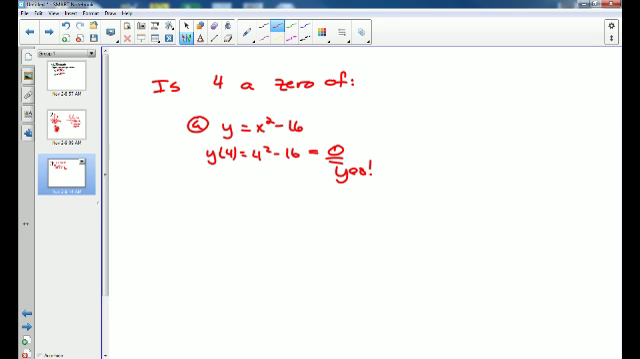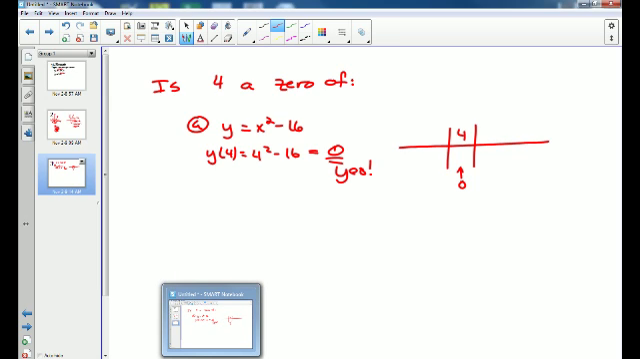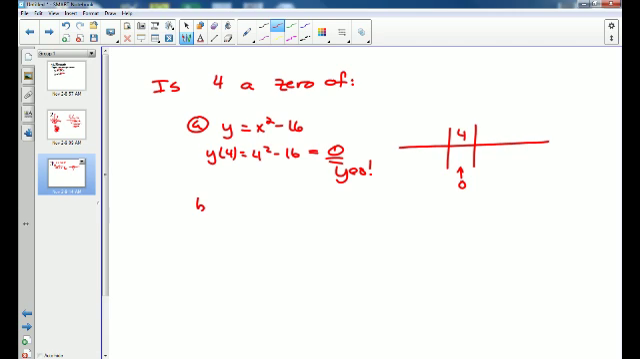Would the 0 also prove that it's continuous? This would only be step 1. This shows that there is a point, y of 4 equals 0. If you want to show it's continuous, you also have to do the table with 4 as your x value, 3.9, and this would have to be 0 for both sides.